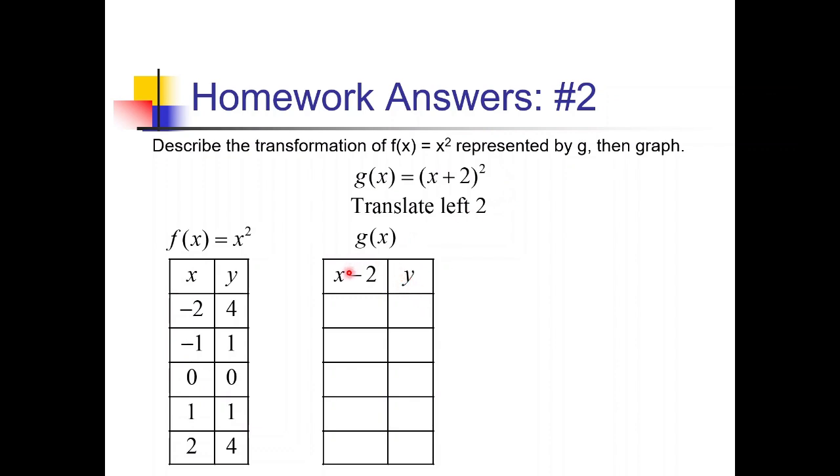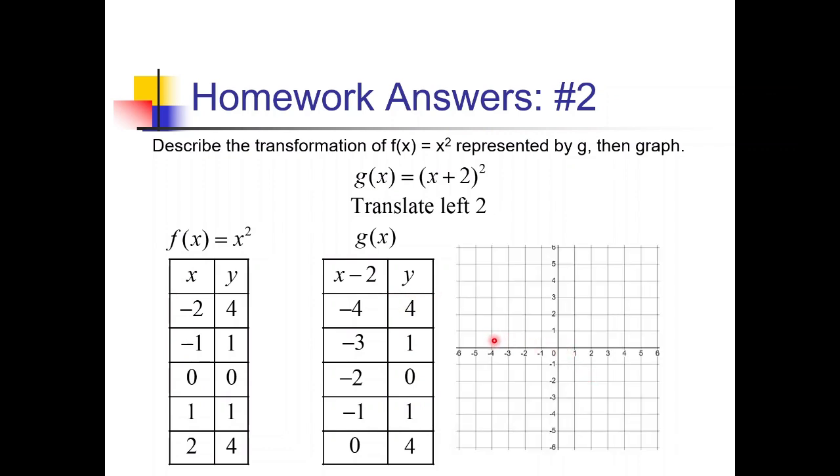So subtracting 2 from all the x's, we've got -4. -1 minus 2 is -3. This will be -2. 1 minus 2 is going to be -1, and then 2 minus 2 is 0. So new x values. For the y values, those haven't changed, so we still have 4, 1, 0, 1, and 4. Graphing all those out now, we've got -4, comma 4 up there, -3, comma 1, -2, 0 right there. Then we have -1, comma 1, and then 0, comma 4. And graph the parabola.